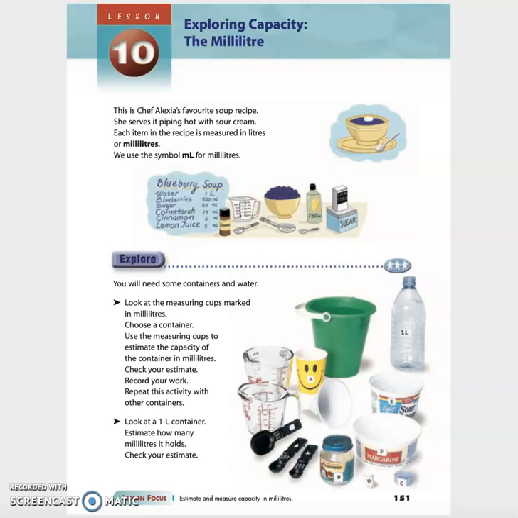For the measurement unit, we're going to take a look at the milliliter in capacity. Very similar lesson to capacity dealing with the liter. We're just dealing with a slightly smaller unit.